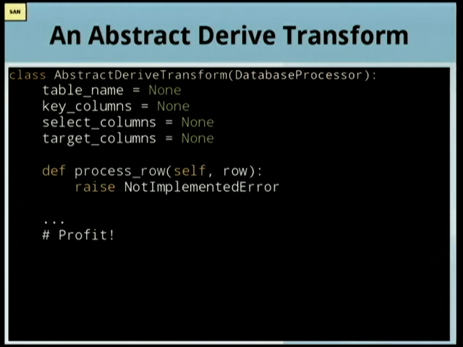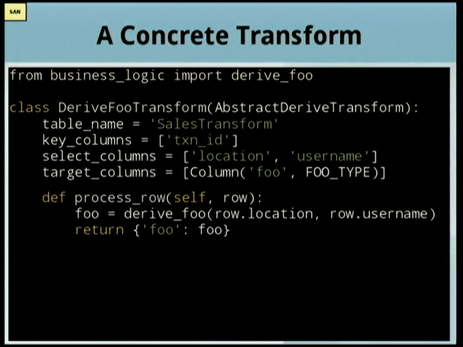So a concrete implementation of a transform might be the Derive foo transform. So we have a sales table, it's keyed by transaction ID. We know we need the location and the username to derive foo, and we're going to write out a target column called foo. And all we have to implement is the process row, which calls upon some external business logic to derive foo based on the location and the username provided. Again, this is quite a simplified example. And it might be that your abstract processor will only update values that aren't already derived. So if you've previously already extracted some information and derived it, this would let you just update those that need derivation that haven't had it before.